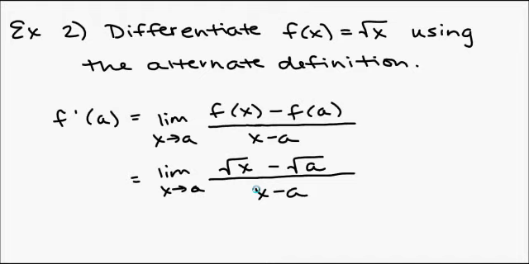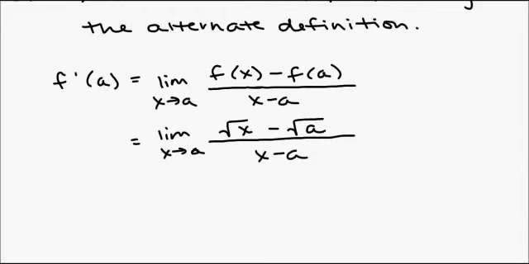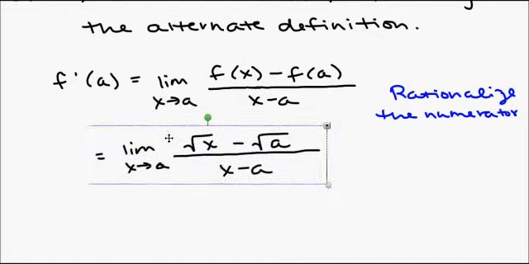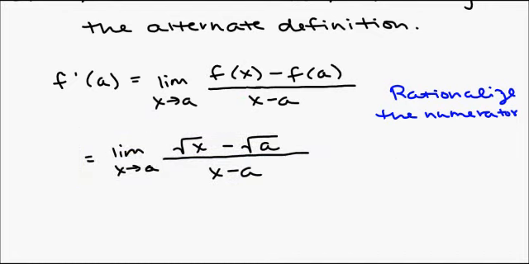But what I want to do here now is rationalize the numerator. I know I'm trying to simplify. I don't want to have both an x and an a in here. So I'm going to rationalize the numerator. Okay. And let me move this over just a little bit so I can do that.